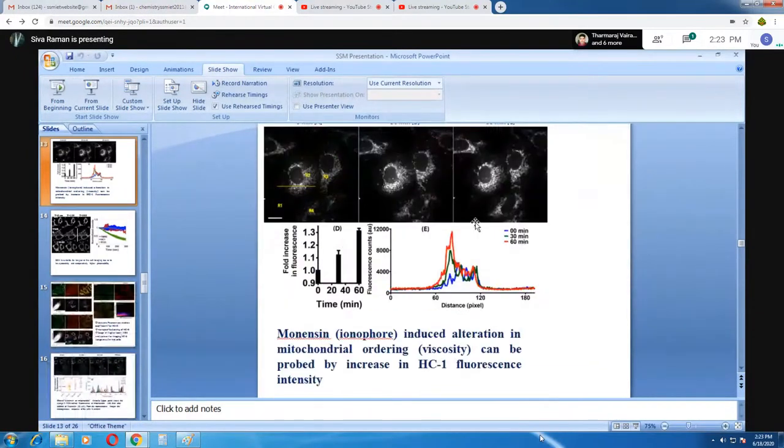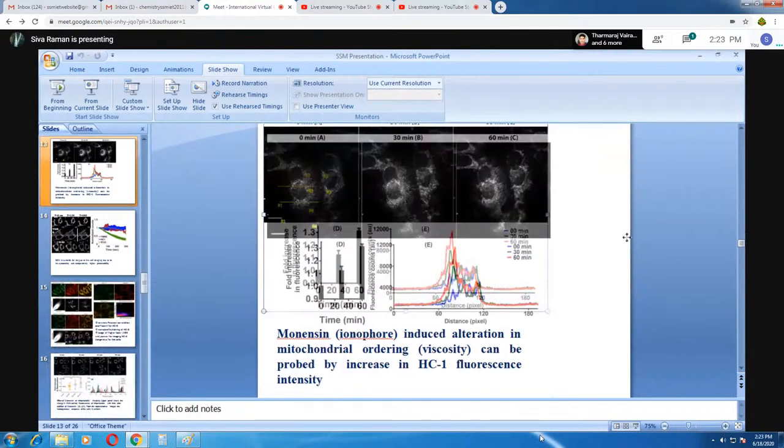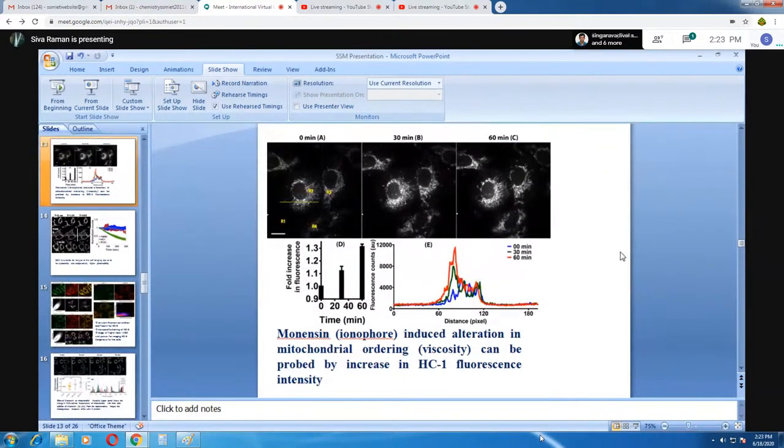Similarly, we added monensin. Monensin is an ionophore which is used for alteration of mitochondrial ordering. Mitochondrial ordering is nothing but changing the viscosity inside the mitochondria. Okay, we recorded the fluorescence intensity of the cells stained with HC1 for different time intervals. For example, here we give the data for 0 minutes, then 30 minutes and 60 minutes.